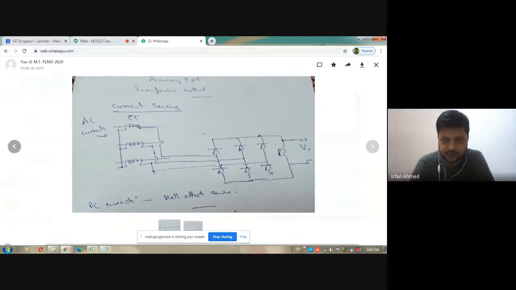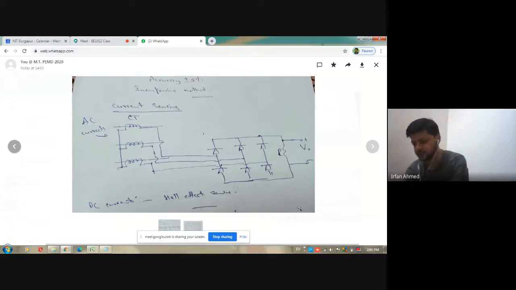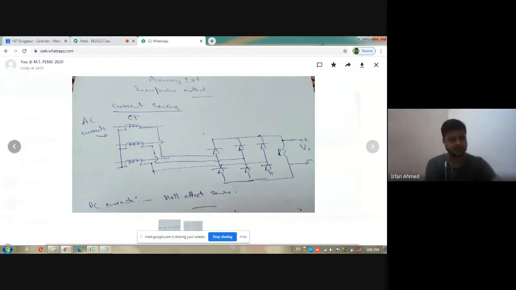Of course, assuming that this is a balanced system. Otherwise, it is difficult to measure the individual phase currents. So the voltage across the resistance is directly proportional to the current flowing through the lines. This voltage is then given to the analog to digital converter, so the current is converted into a digital quantity and given to the microprocessor. Is this clear? Any questions here? This is only one of the methods.